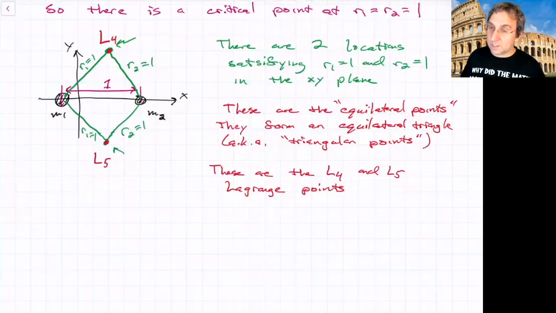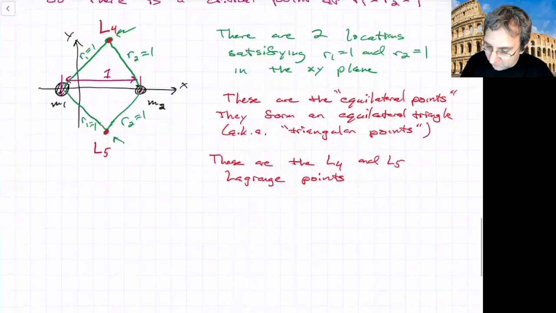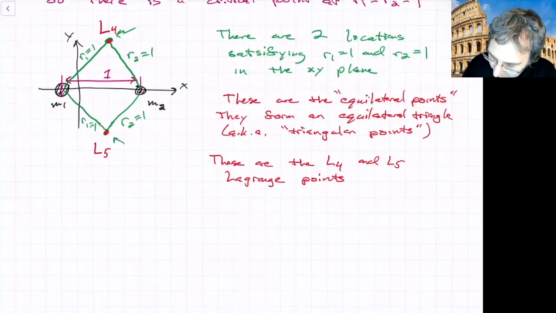So the other points that people have been interested in are the collinear points, collinear solutions. So if we now don't restrict ourselves, we're going to look along the line of primaries.